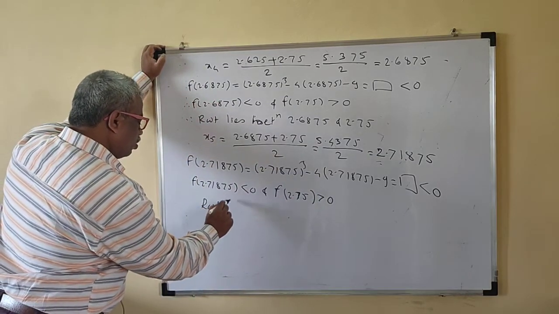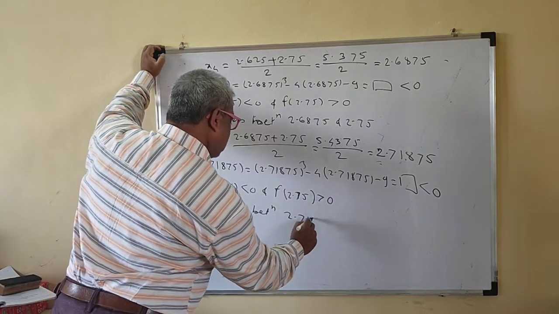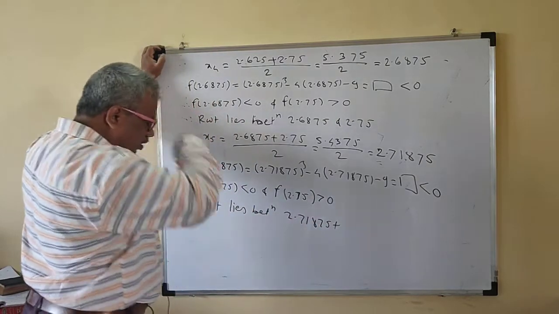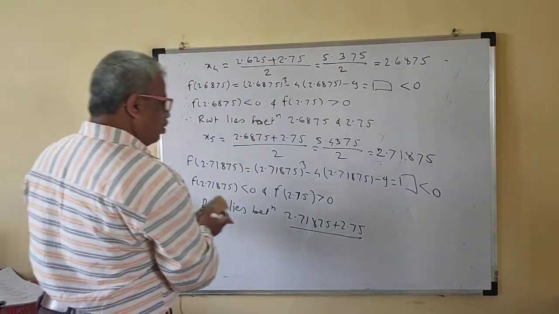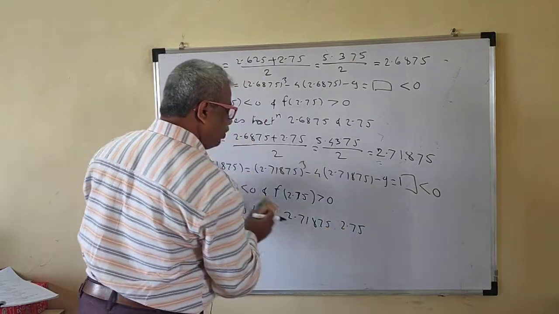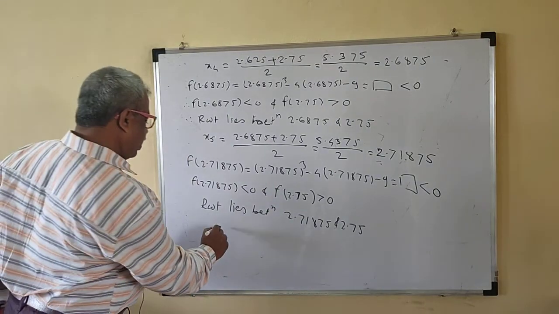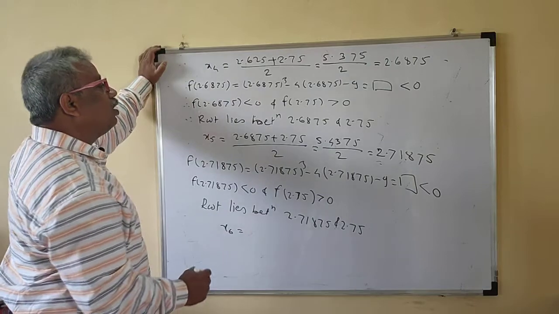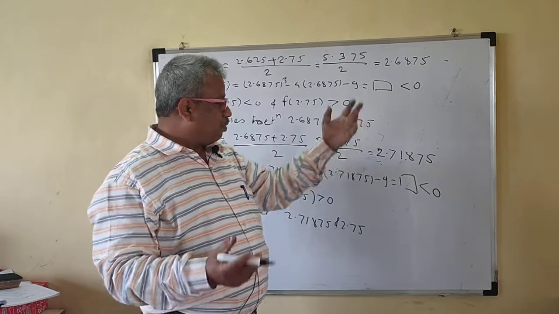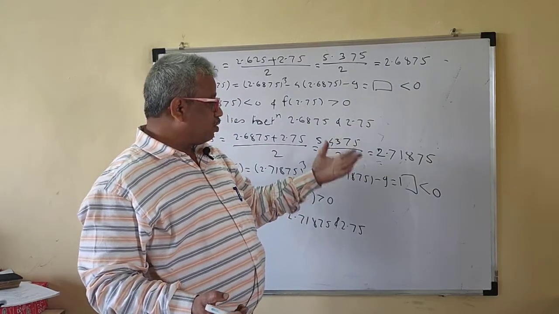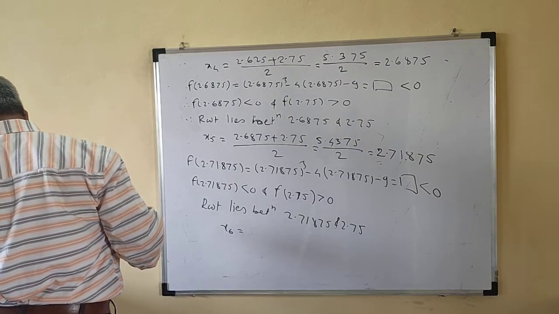Therefore, root lies between 2.71875 and 2.75. Okay. So root lies between this. So find out then x6 now. x6 will be what? Now see here. It is changed now, 2.6. Before, it was correct up to 1 decimal places, but now here it is 2.71. Okay. So that means again we are in problem now.